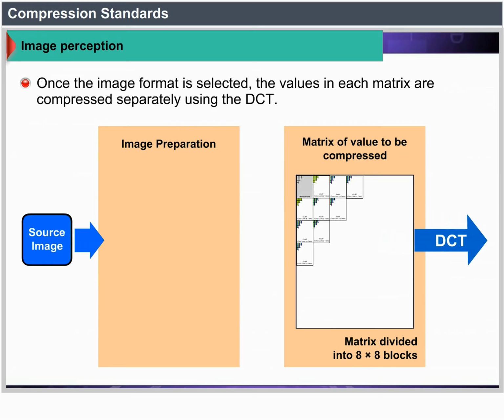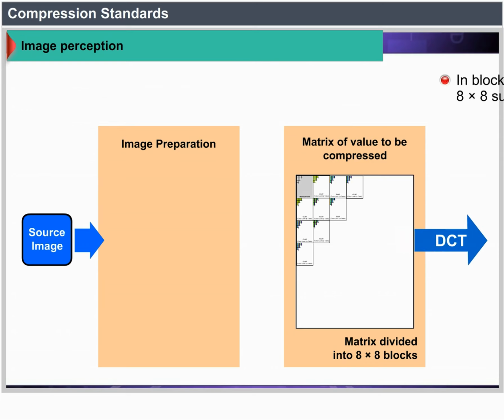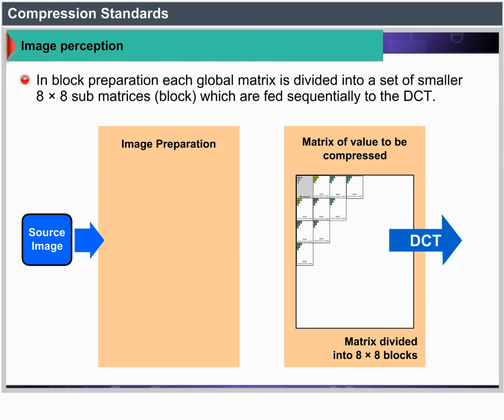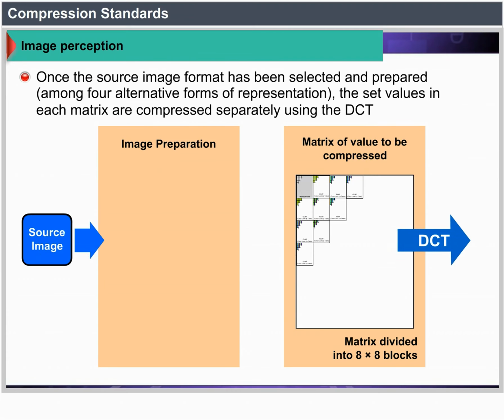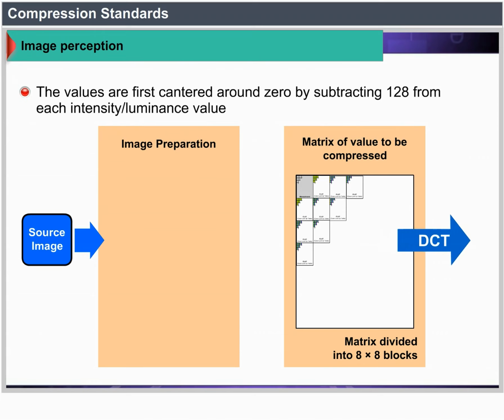In order to make the transformation more efficient, a second step known as block preparation is carried out before DCT. In block preparation, each global matrix is divided into a set of smaller 8 by 8 submatrices, blocks, which are fed sequentially to the DCT. Once the source image format has been selected and prepared, the values in each matrix are compressed separately using the DCT. The values are first centered around 0 by subtracting 128 from each intensity/luminance value.